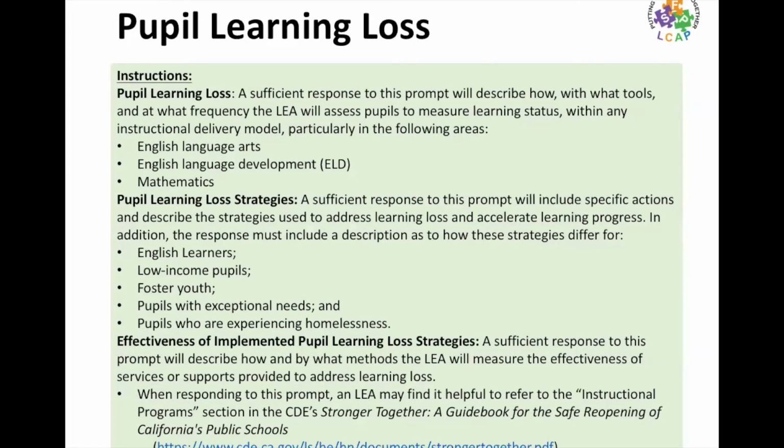This slide shows the final instructions for the pupil learning loss section. And again, there are 3 distinct prompts within the pupil learning loss section. And the instructions provide guidance as to what a sufficient response is for each of the 3 prompts within the area of pupil learning loss. Also in the instructions, the CDE noted a resource that may be helpful to LEAs when responding to the 3rd prompt in this section. Next slide, please.